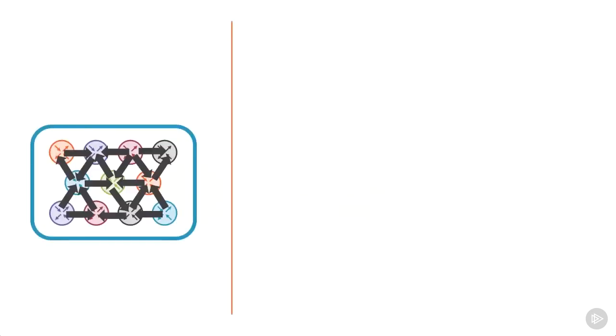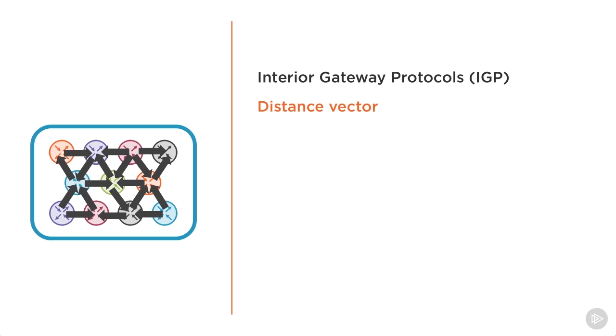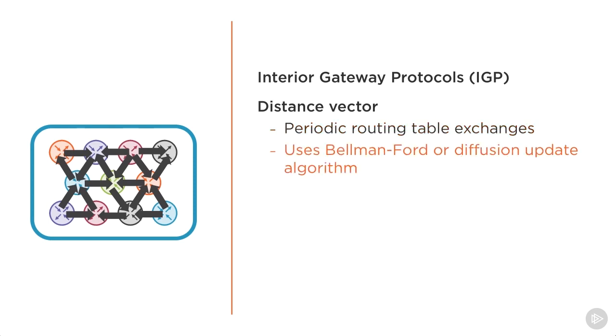If we take a look at the interior gateway protocols, IGP, we have two basic types that Cisco likes us to know. From my perspective, in a design sense, these terms are pretty useless, but Cisco definitely wants you to know them for some reason. I have no idea why. Anyway, distance vector routing protocols do periodic routing table exchanges. They use the Bellman-Ford or diffusion update algorithm to calculate the best path to the destination.